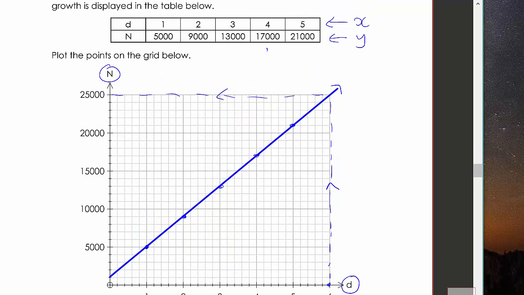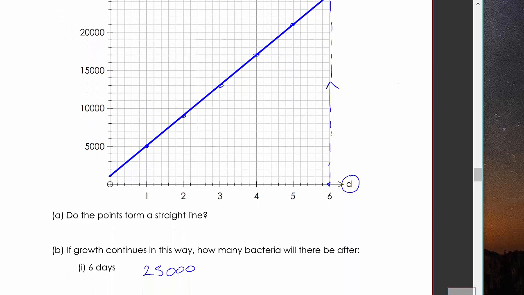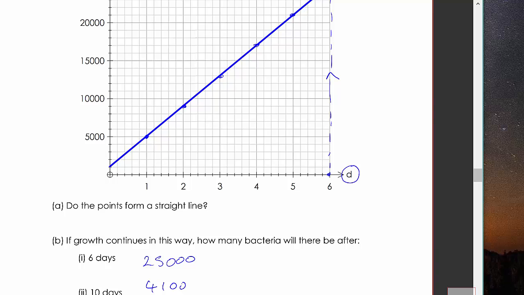For 10 days, we can't use the graph for. But we can see that these are going up every time by 4,000. So we can project forward. So 6, we've got 25,000. We just did that one. 7, we'd have 29,000. At 8, we'd have another 4,000, so that would be 33,000. At 9, we'll have 37,000. And at 10, we'll have 41,000.